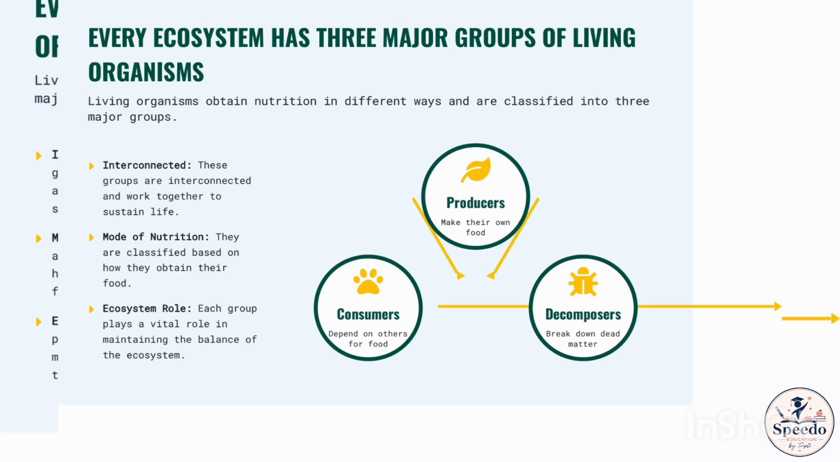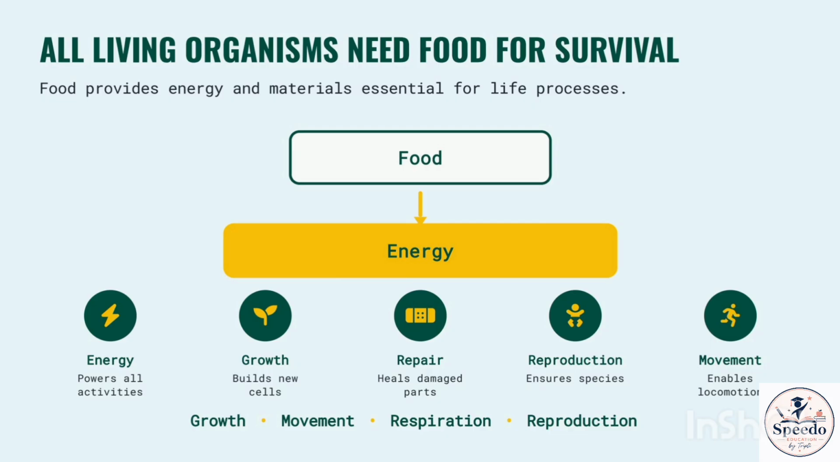In this lesson, we will understand each of these groups in detail and discover how they work together to support life on Earth. Now, why do living organisms need food? Before learning about producers, consumers, and decomposers, let's first understand why every living organism needs food. Food is one of the basic requirements for life. Just as a car needs fuel to run, every living organism needs food to carry out its daily activities.